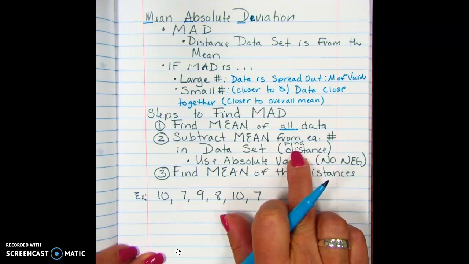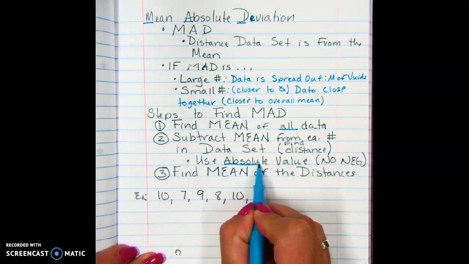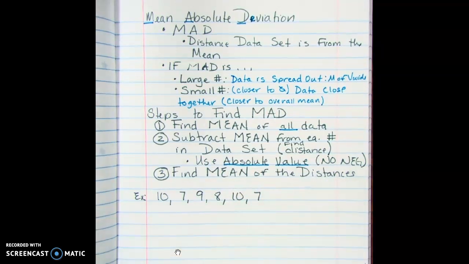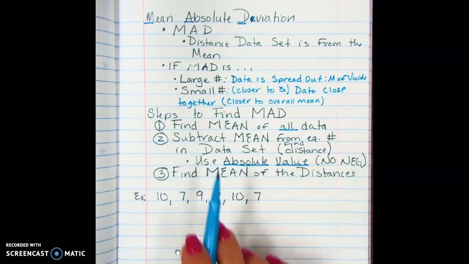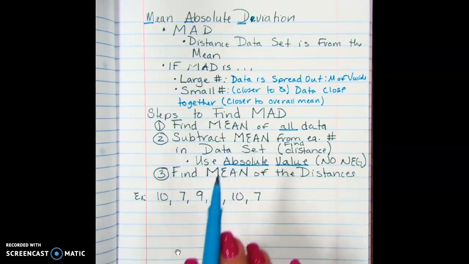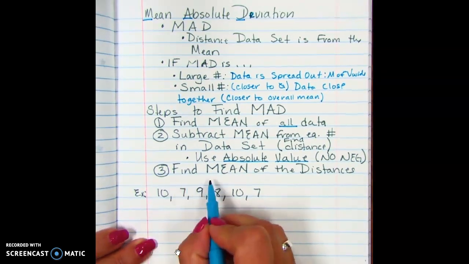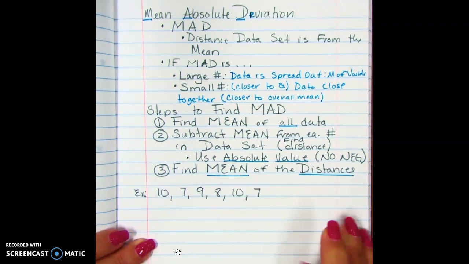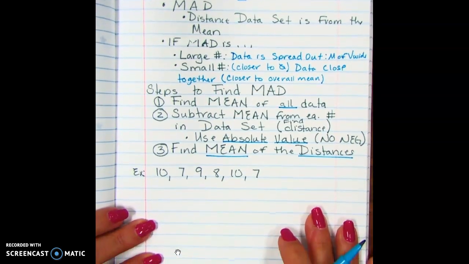Now, this should be reminiscent of absolute value. When we subtract and then we find the absolute value of a number, it's not negative anymore. We're just looking at the distance. And that's basically what we're doing here. We're finding the distance between the mean and the actual numbers. Then to find the MAD, you're going to find the mean of the distances. I know that sounds confusing, but when you see us do it together, you're going to be like, oh, I get it.